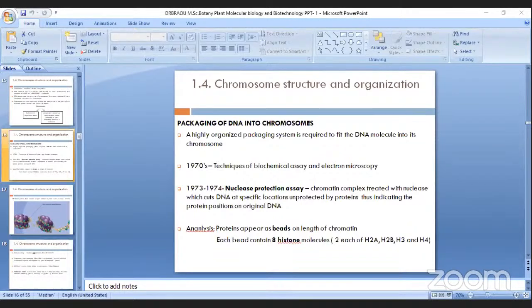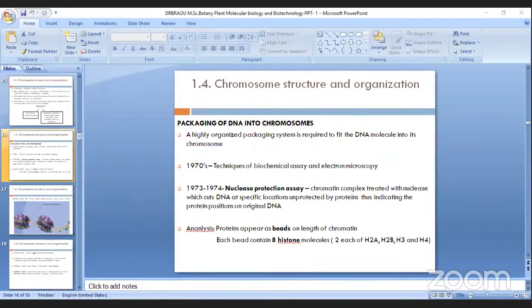This assay indicates the protein positions on the original DNA. From this analysis, you can see that proteins appear as beads on the chromatin. They appear in the form of beads, and each bead contains 8 histone molecules.